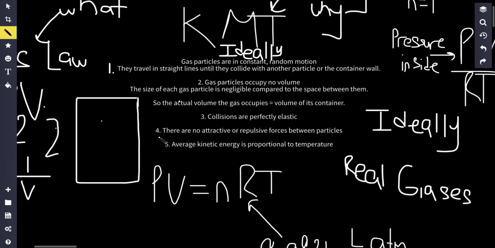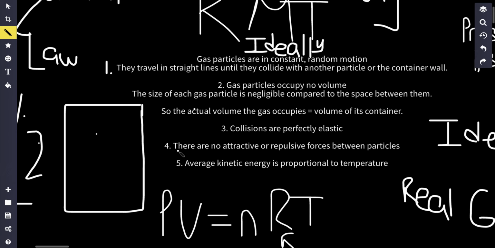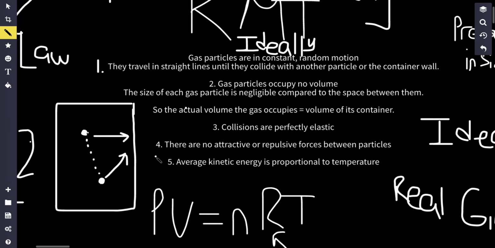The only thing that can't be debunked is number 5, average kinetic energy is proportional to temperature. Everything else can be debunked. Let's start off with number 4. Intermolecular forces do happen between particles. If you have two gas particles and both of them are, let's say, polar gas molecules, then they're going to attract each other. There can be some moment where these gas particles are attracted to each other.